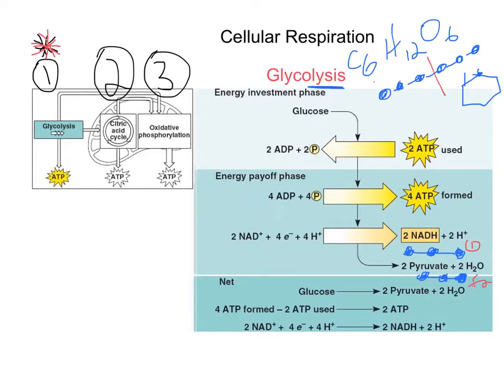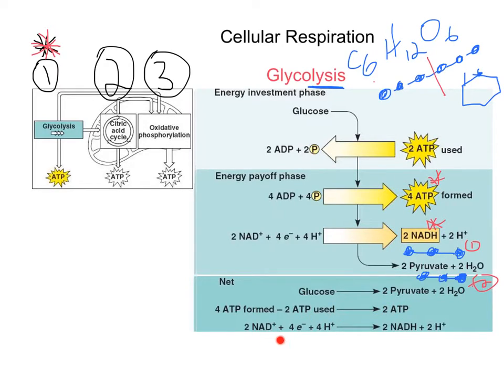And we're also getting some NADH, which is important. And we did get some ATP, which is nothing to sneeze at. And so those are the 3 products from glycolysis. So we can see here a summary, the net, right? Glucose, we're making 2 pyruvates and 2 waters. And here's the water being formed here. We're making 4 ATPs, but we used 2. So 4 minus 2 is 2 ATPs.